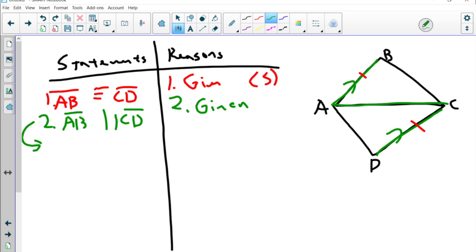So that tells us now we know what angles we're going to mark, which are angle BAC congruent to angle DCA. And that's because those are what kind of angles? They're alternate interior angles. Alternate interior angles.